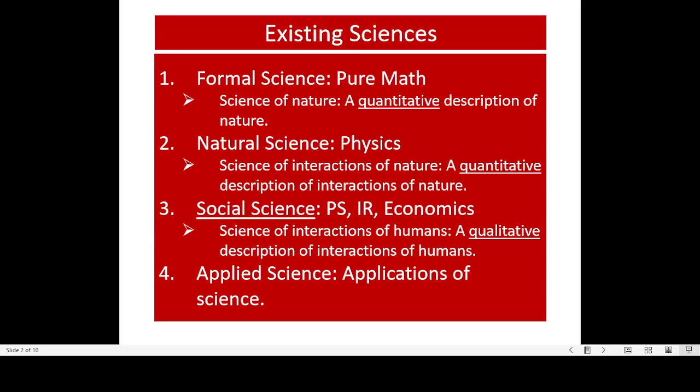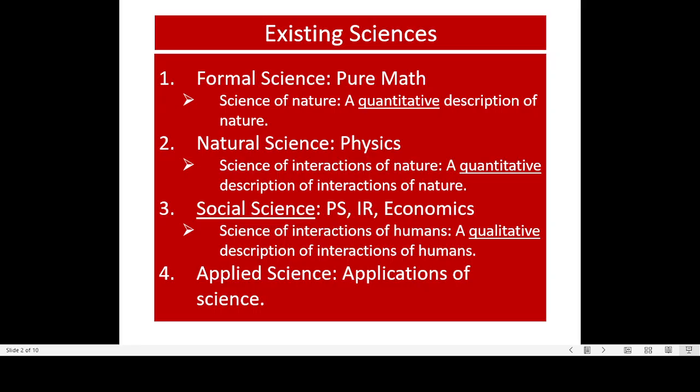Existing sciences. Formal science, such as pure math, is a quantitative description of nature. Natural science, for example physics, is the science of interactions of nature. It's a quantitative description of interactions of nature.